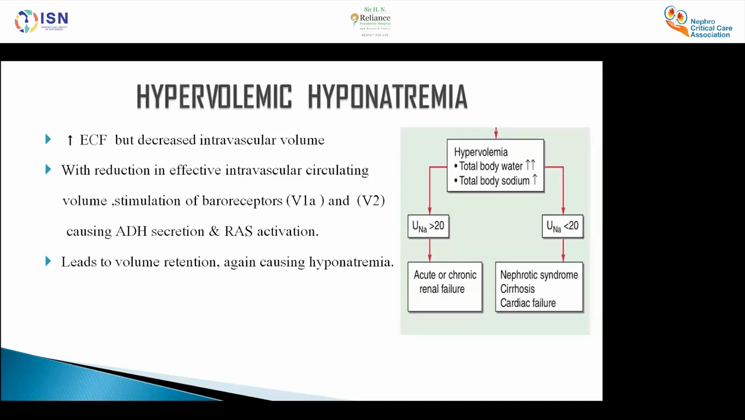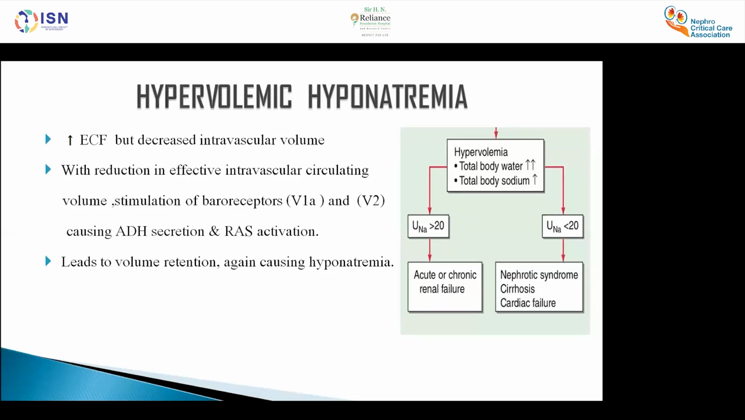So the third one is hypervolemic hyponatremia, which is due to increased extracellular fluid, but there is decrease in intravascular volume. So again, this decreased intravascular volume causes release of ADH and RAS activation, which leads to volume retention and causing hyponatremia.